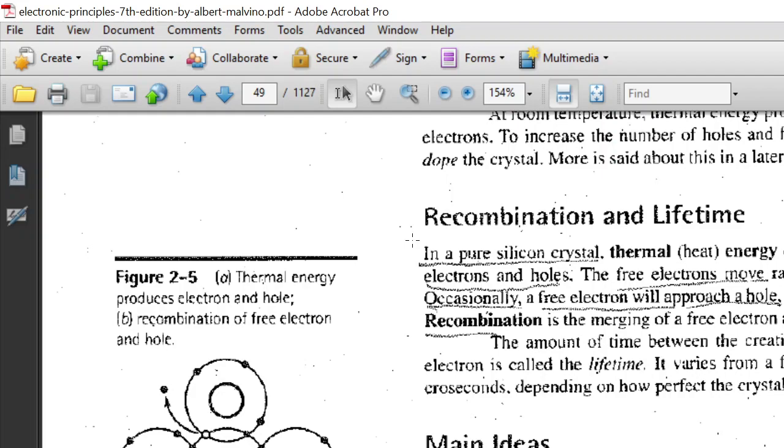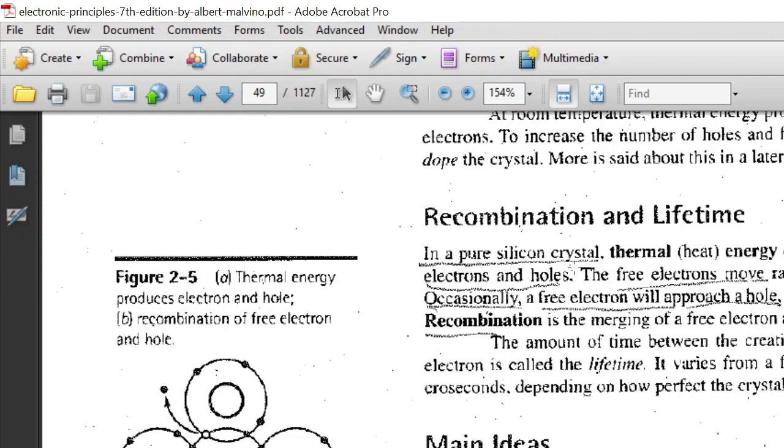Keep this in mind, that the number of free electrons will be equal to the number of holes, because the holes are only created when an electron escapes from the valence shell and becomes free. So the number of free electrons and the number of holes are the same. I hope you get this. The number of free electrons and number of holes in a pure silicon crystal will be the same.